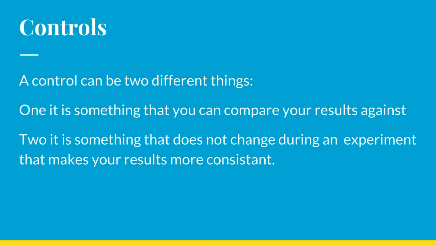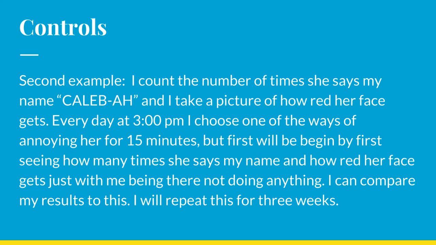A control. I think the second option was better, but a control can be two different things, right? One is something that you can compare your results to. So if we think back to the second example, at the beginning, what I did is I saw how red her face would get and how many times she said my name with me doing nothing, right? And so that's something I can compare the rest of the results to. Because if she says my name, Caleb, 3 times and I'm not even doing anything, then I can compare that to, let's say, when I move her phone, and she says Caleb 3 times. That's no different than me being normal, right? So you can use that control as a way to compare to your results, your dependent variables.